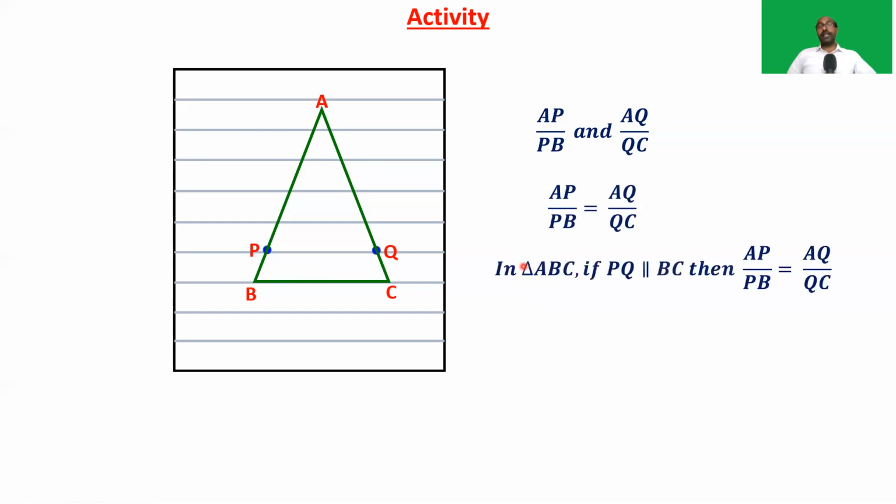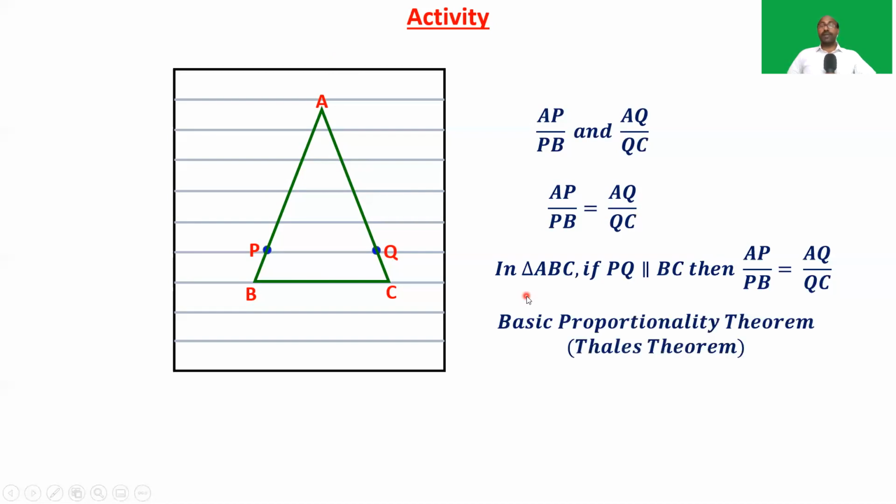So in triangle ABC, we can notice that all the lines are parallel. So in triangle ABC, if PQ is parallel to BC, then AP by PB is equal to AQ by QC. This is known as the basic proportionality theorem, and it is named after the mathematician Thales. So it is also called Thales theorem. So let's prove the basic proportionality theorem.